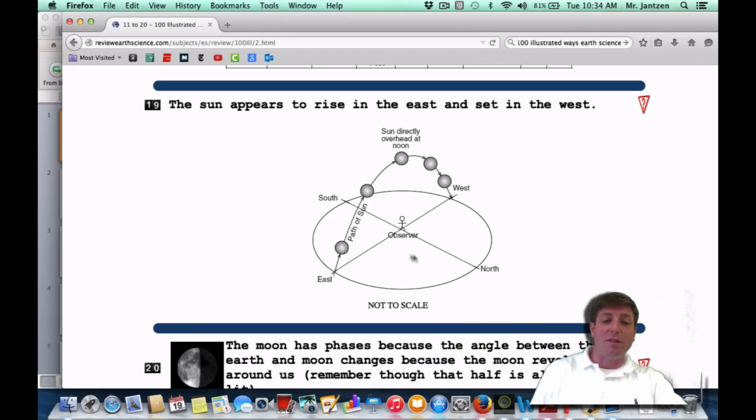Once again, this is an observer. He has the sun directly overhead at noon. So just a little extension here. This is probably at the equator on the equinox for this observer because it's directly overhead at noon and it's rising due east and setting due west.